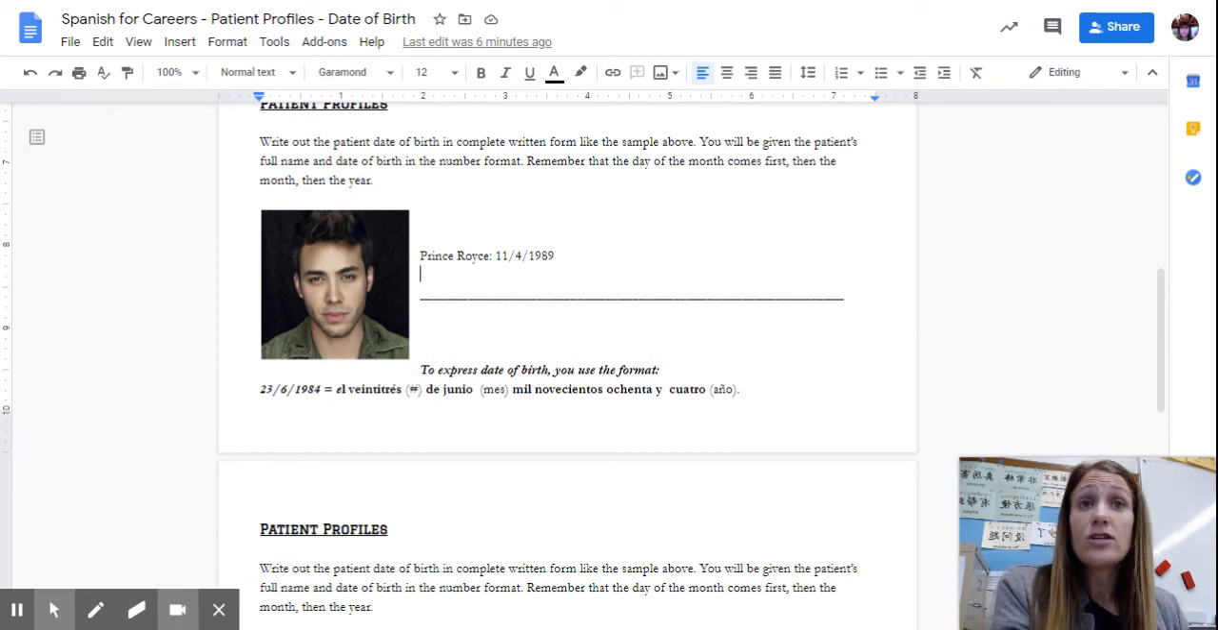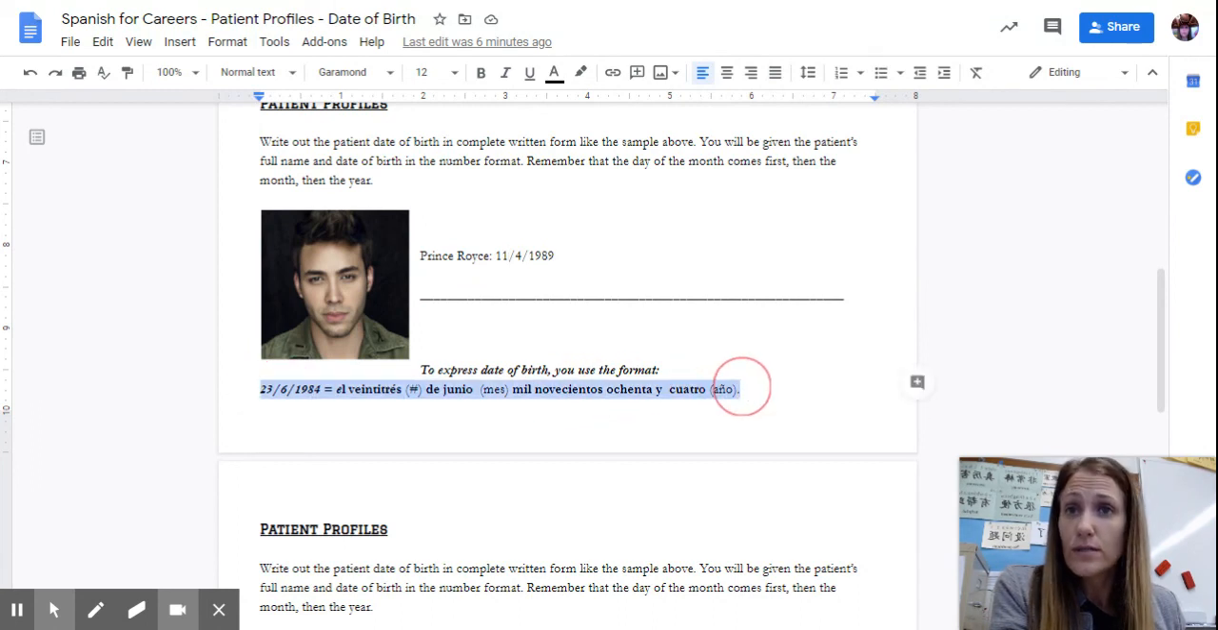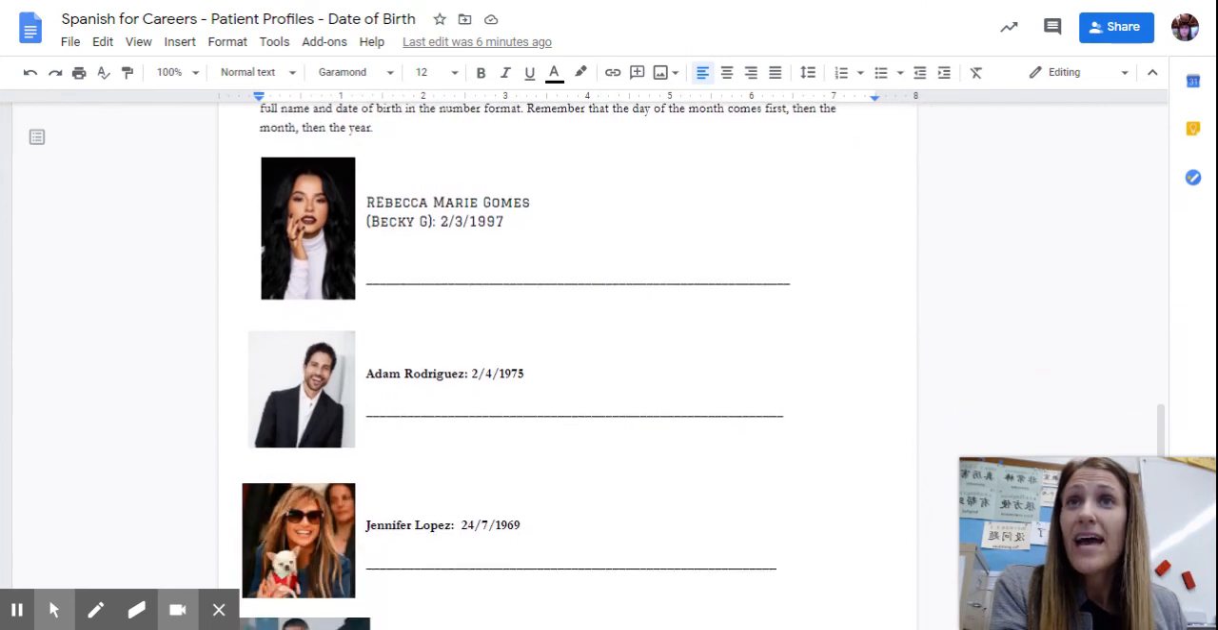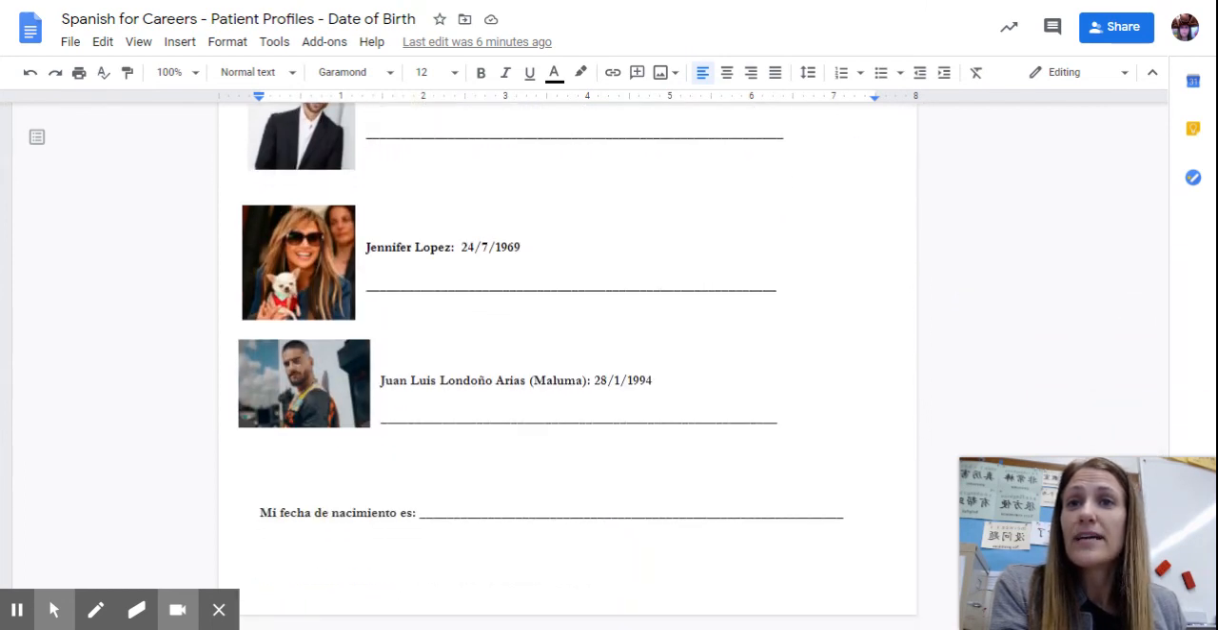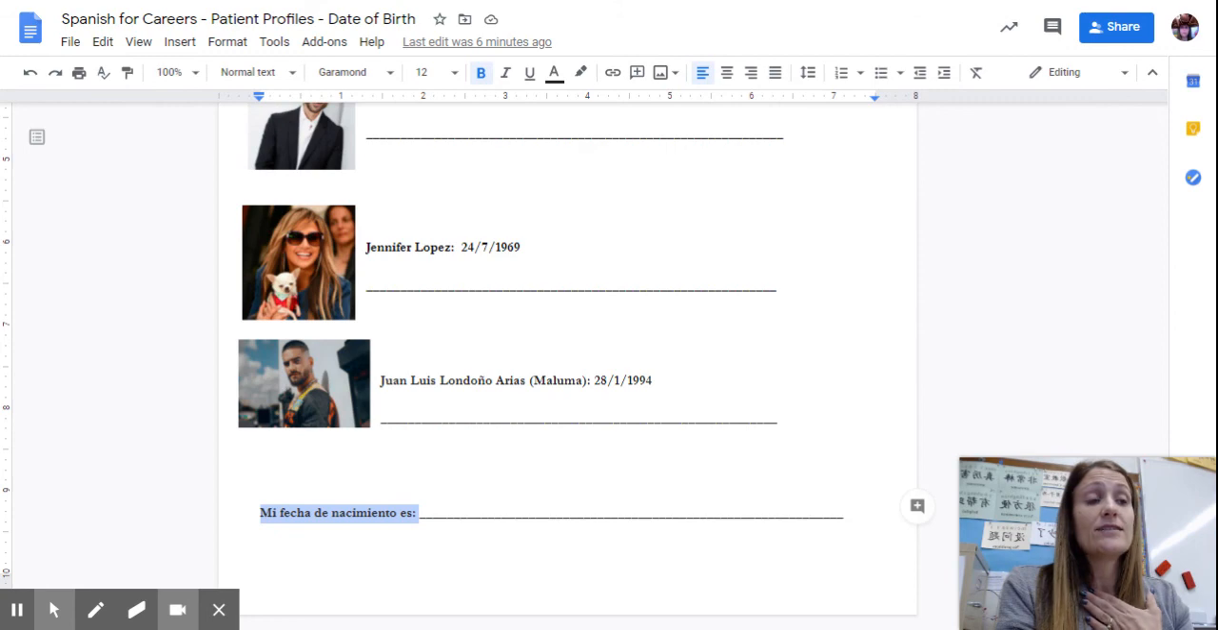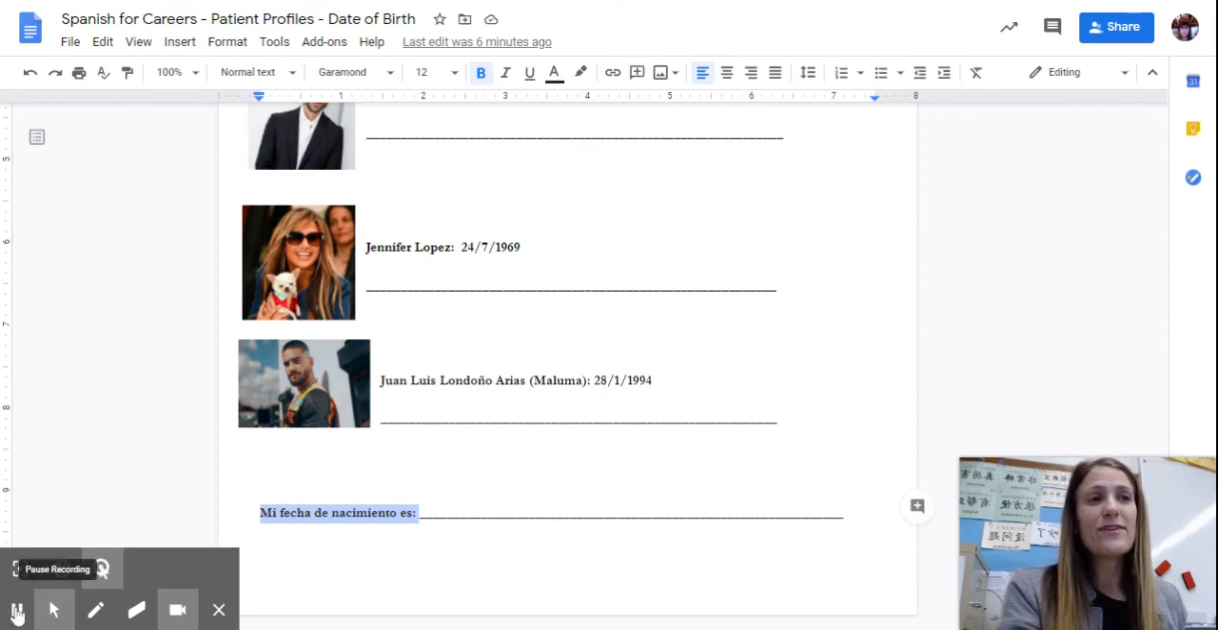I'm going to give you some patient profiles that are practicing with date of birth. They're going to introduce their names. And we're going to be going more in with our Spanish, okay? So here you're going to have your patients, and you're going to have their birthday, and you're going to have to write it all out. Remember, this is the format that you're going to use, okay? And here are your patients. Now, on the bottom here, you're going to write out your own birthday. Mi fecha de nacimiento. My date of birth is. If you have any questions, as always, feel free to ask me.